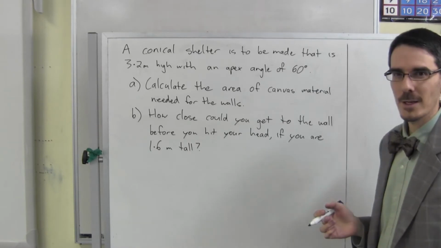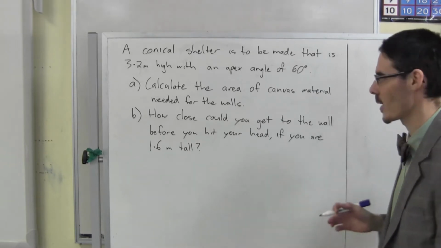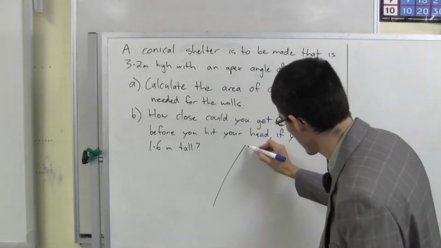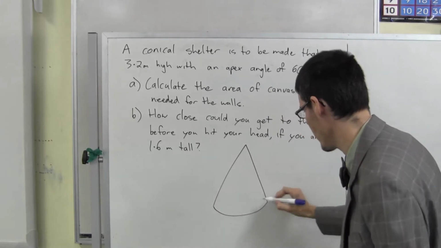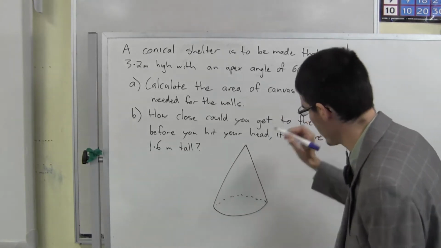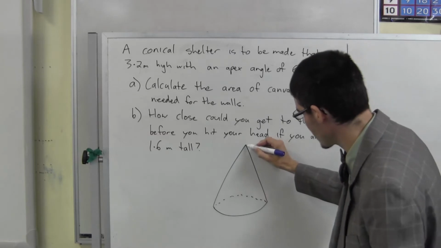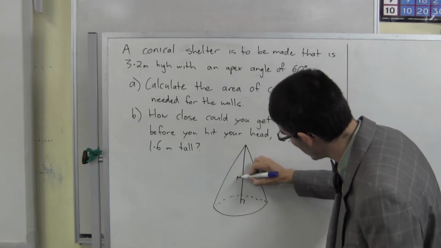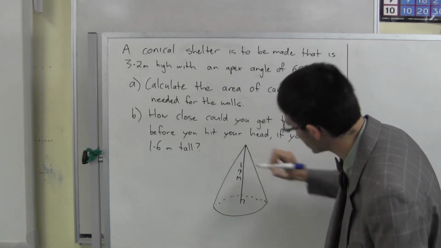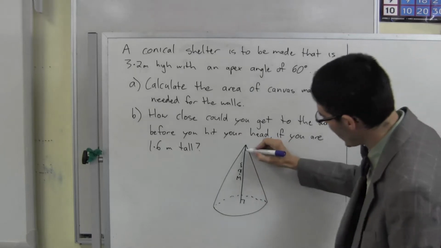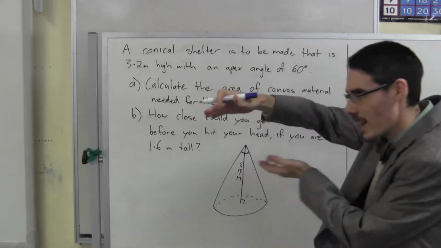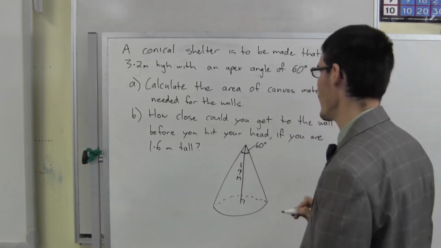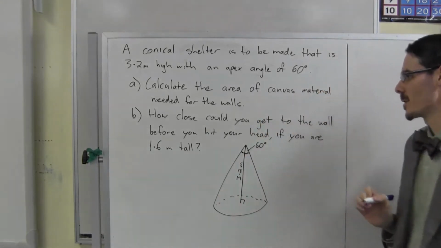Okay, first thing I'm going to do for a problem like this is draw a diagram. And to begin with, it can be a pretty rough sketch. Now it's a cone. It's 3.2 metres high, so I'm assuming that will be the perpendicular height. 3.2 metres. And the apex angle up here, that's the whole angle across the top, that angle is 60 degrees. I need the area of canvas material for the walls.